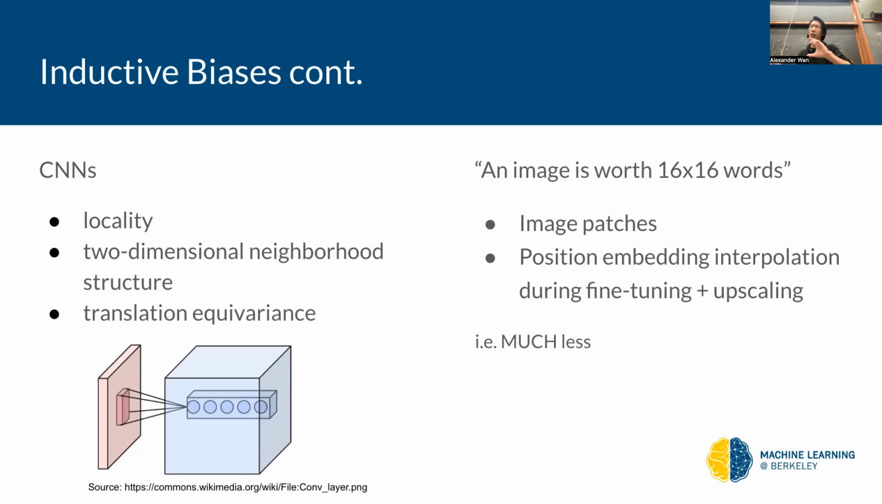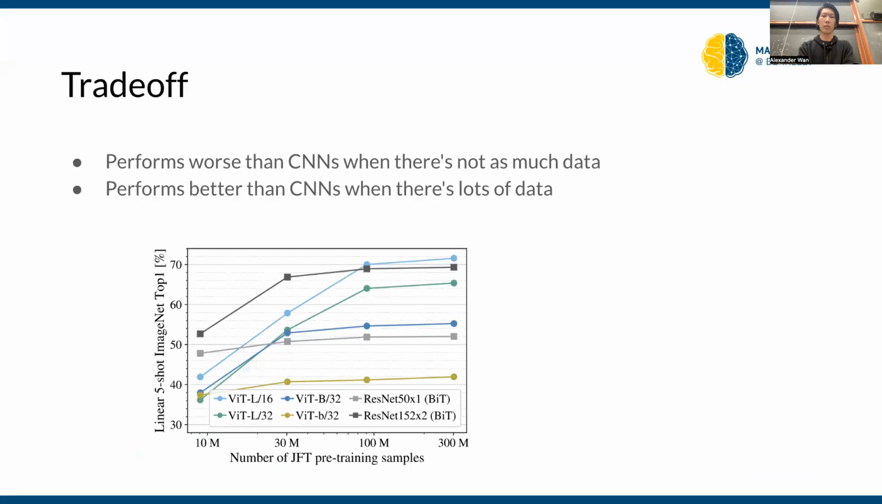Essentially, the only inductive biases occur at the input of your model, when you're pre-processing. So it's much more limited than that of CNNs. What this means for this architecture is that ViTs perform a lot worse when there is not as much data, and they perform better when there's a lot of data.